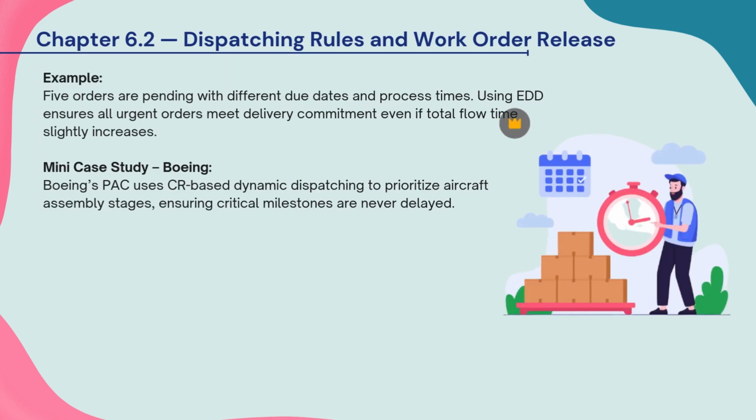This slide highlights how dispatching rules work in real situations. In the example, when several orders have different due dates, using the earliest due date rule helps ensure urgent orders are completed on time, even if overall flow time increases slightly. In the Boeing case study, PAC uses the critical ratio rule to dynamically prioritize assembly tasks. This ensures that key aircraft milestones are never delayed, maintaining strict production timelines.